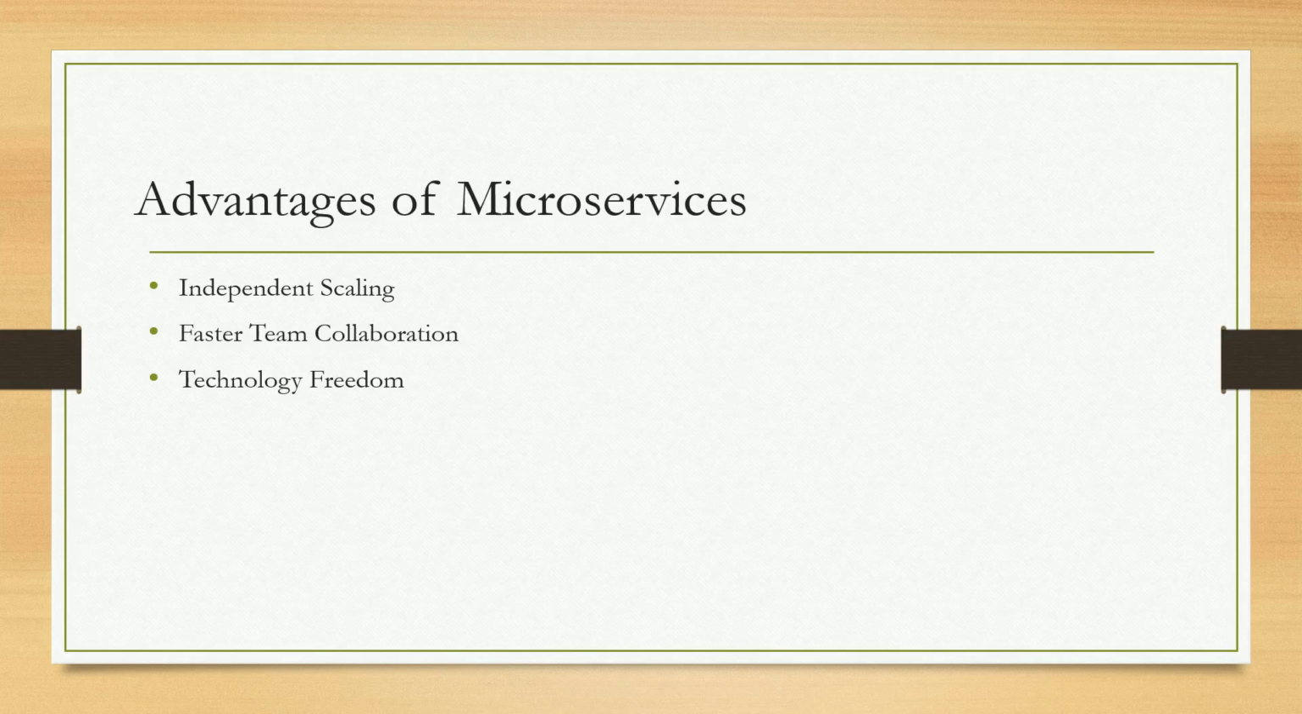The next one is fault isolation. One service failure doesn't crash the entire application. And the last one is continuous deployment. Deploy services independently without affecting the others. So these are the advantages of the microservices architecture.